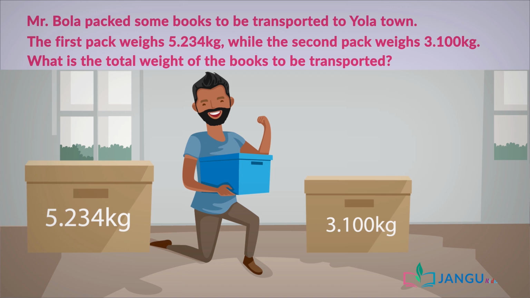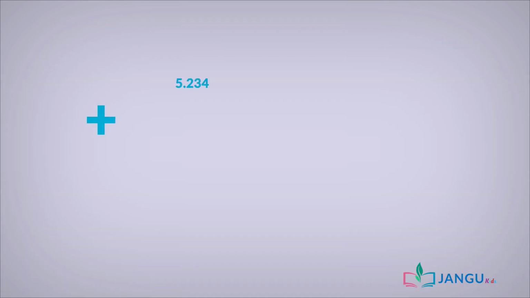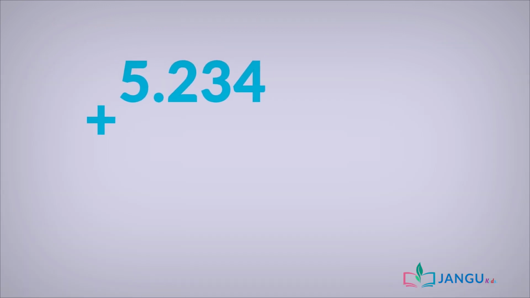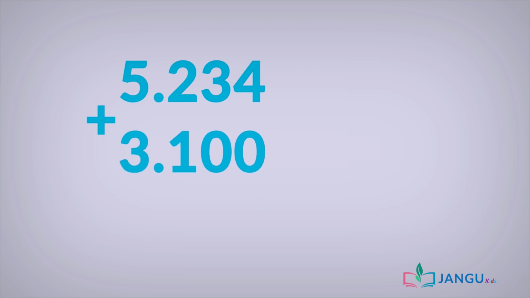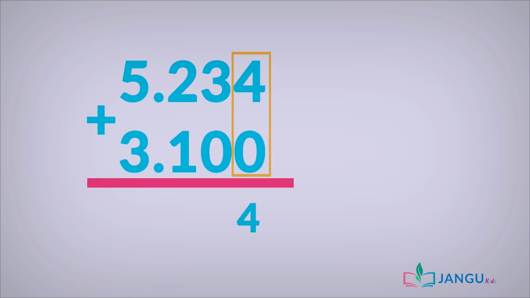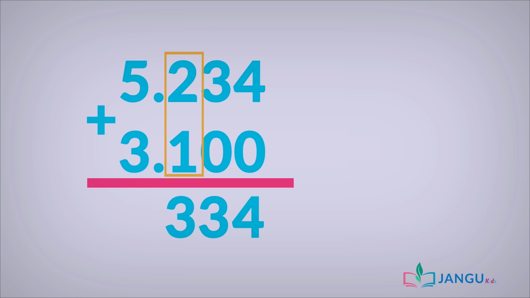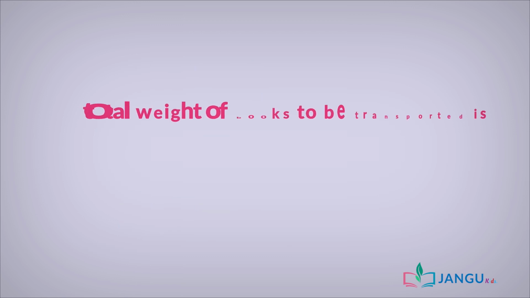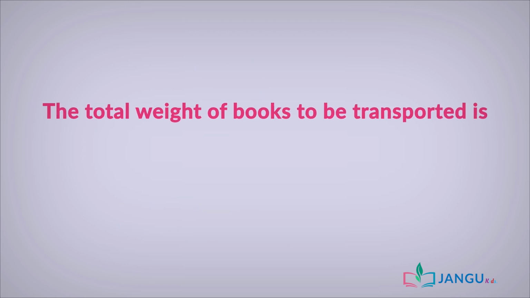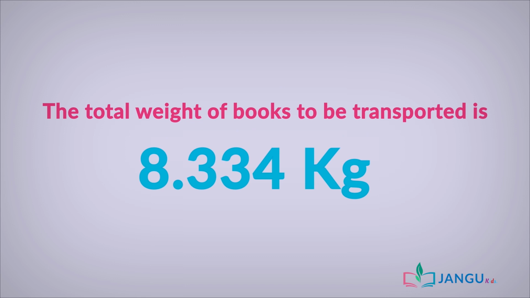This is pretty straightforward. We add 5.234 to 3.100. 4 plus 0 equals 4. 3 plus 0 equals 3. 2 plus 1 equals 3. And 5 plus 3 equals 8. Therefore, the total weight of books to be transported is 8.334 kilograms.